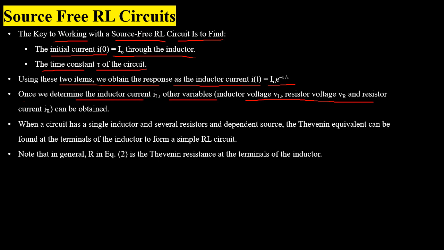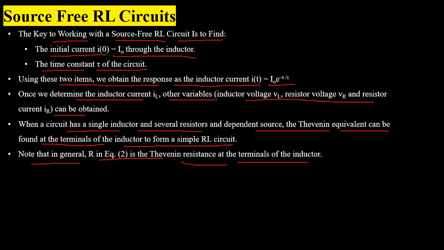Whenever the circuit has a single inductor, several resistors, and dependent sources, in that case, to perform the analysis of a source-free RL circuit, which consists of a single resistor and single inductor, you can use Thevenin equivalent circuits. You can find the Thevenin equivalent at the terminals of the inductor, which will transform the given circuit into a simple source-free RL circuit. And in general, using equation 2, R will be replaced by a Thevenin resistor or equivalent resistor.